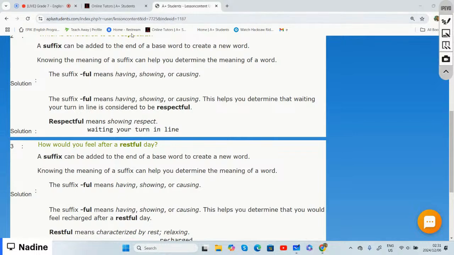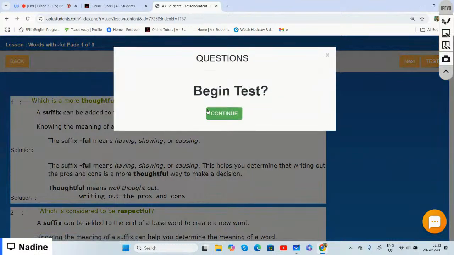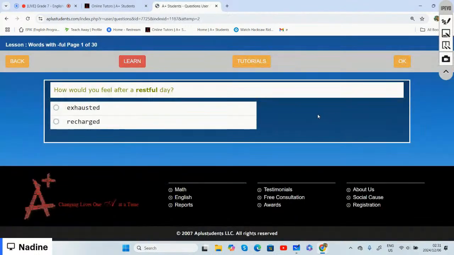All right. So now we're going to do our test where we are going to focus on words with full. And we said full means having, showing, or causing. So once again, how would you feel after a restful day? You've rested all day, you were relaxed all day. So after a restful day, would you feel option one, exhausted, or option two, recharged?